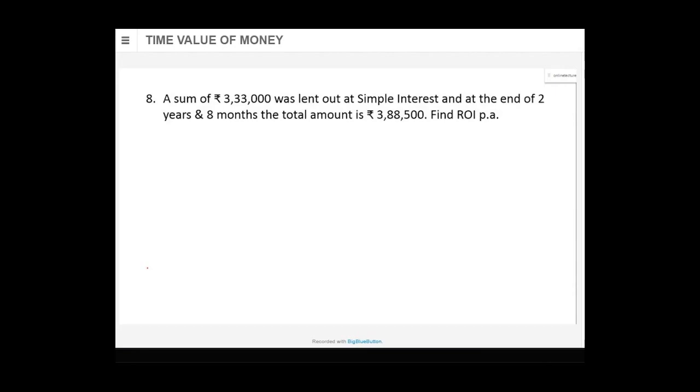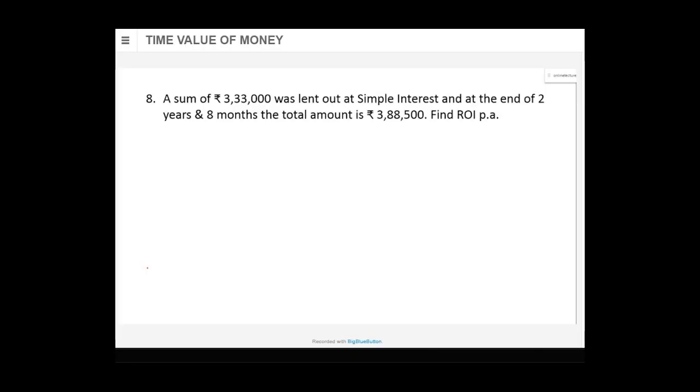What you have to ask? A sum of 3,33,000 was lent out at simple interest. At the end of 2 years and 8 months, the total amount is rupees 3,88,500. Find ROI per annum.